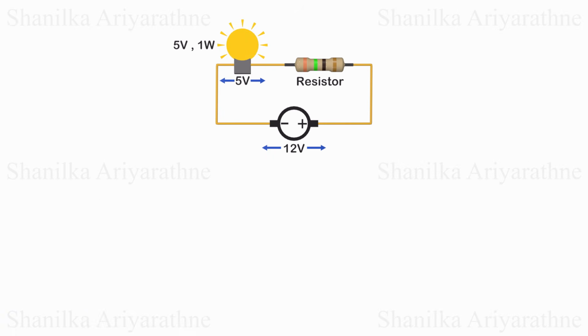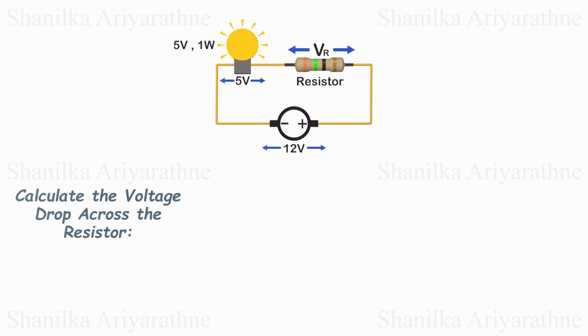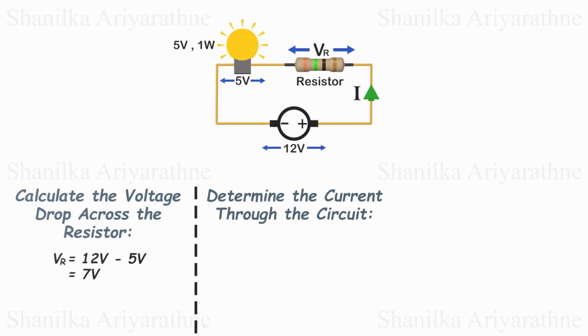Here's how you do it. First, calculate the voltage drop across the resistor. The voltage drop needed across the resistor is the difference between the power source voltage and the light bulb voltage, which is 7 volt. Then determine the current through the circuit. The current through the circuit can be determined using the power equation we learned earlier. The power rating of the bulb is 5 volt and 1 watt, so the current can be calculated as 0.2 amperes.